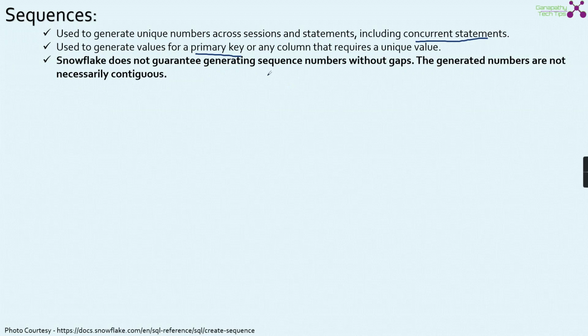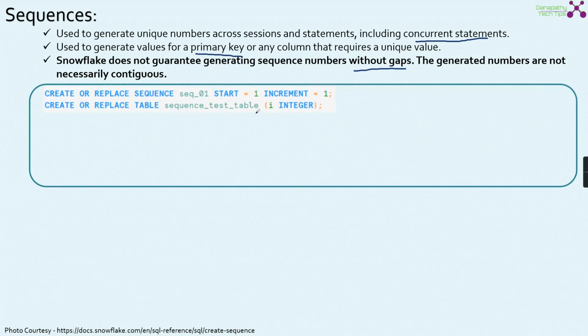Snowflake does not guarantee generating sequence numbers without gaps. The generated numbers are not necessarily contiguous. We are going to see a detailed example for this. Now coming to the SQL statements: create or replace sequence, it will start with 1 and it will increment by 1. So we are creating a sequence table as well, just for loading purposes, and see how it goes.